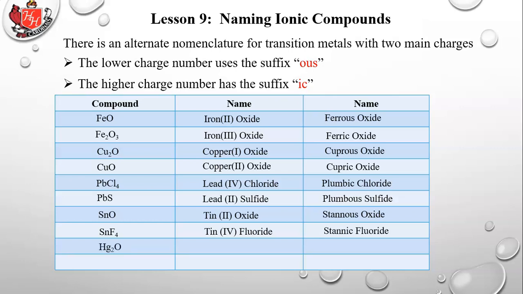Finally, mercury. So mercury 1 oxide, that's the lower of the 2. So that can be mercurous oxide. Or this one, HgS, is mercury 2 sulfide. So that can be mercuric sulfide. Okay, you're pretty much never going to come across these, but part of knowing naming, you should know these.